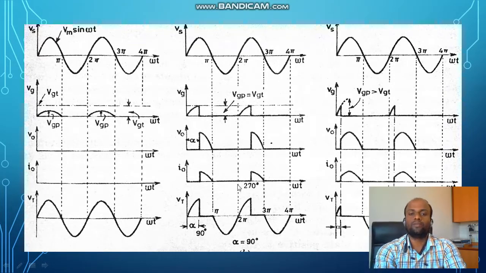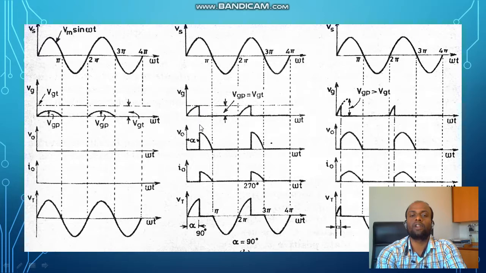Now if you increase this voltage, VGP, such that the maximum point just reaches VGT, what will happen? It will increase till this point. At this point, it is touching VGT, so the device will get turned on. As the device gets turned on, obviously you will have to see the next waveform.